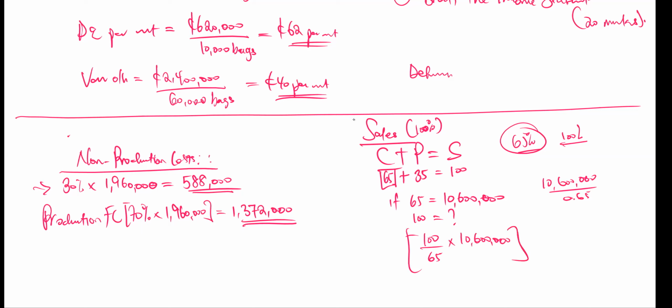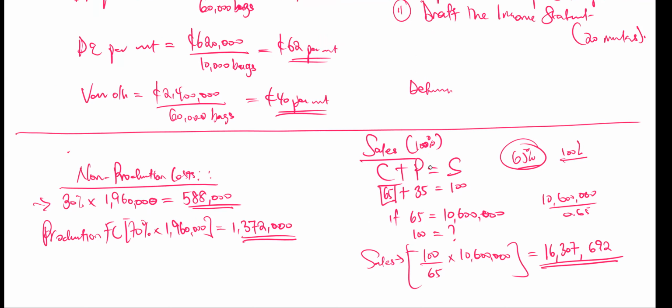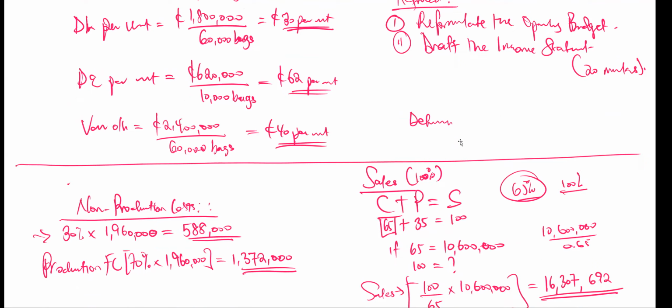And then we end up with the selling price, or the sales for March. 100 out of 65 times 10,600,000. That means our selling price becomes 16,307,690. So now we've gotten the selling price. We have all the necessary costs, right?